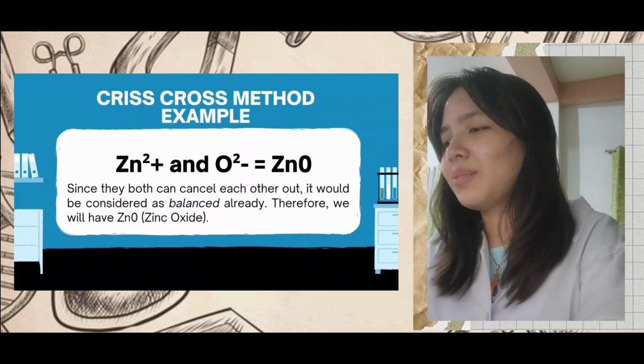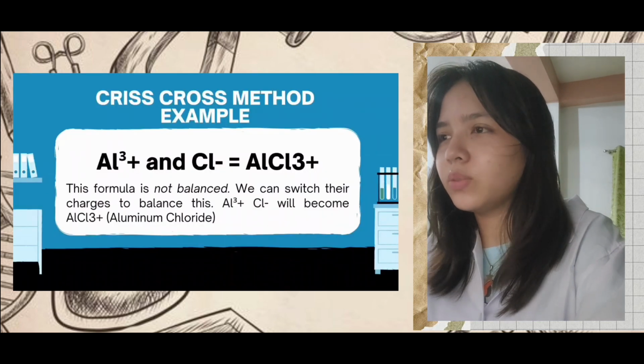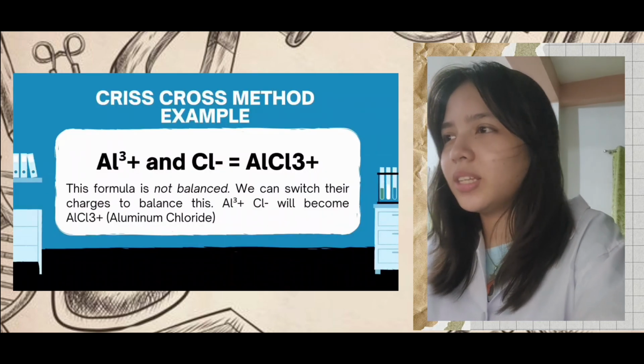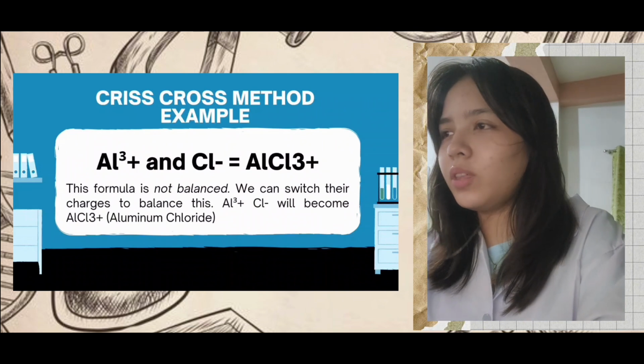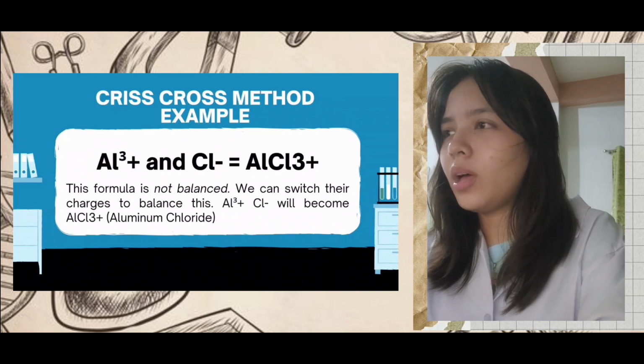Another example is this. This formula is not balanced. We can switch their charges to balance it. So we put 3 there and put the negative here. So it would become aluminum chloride.